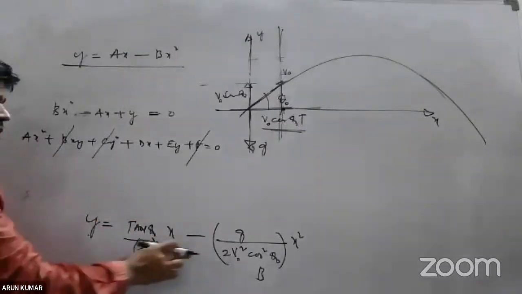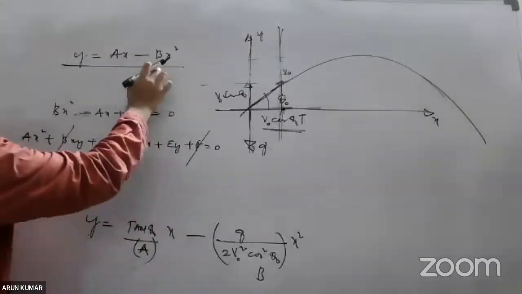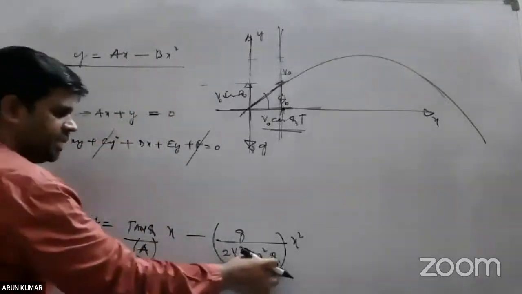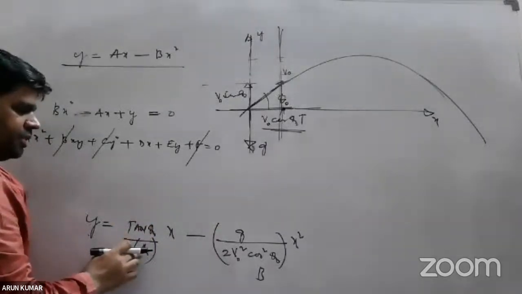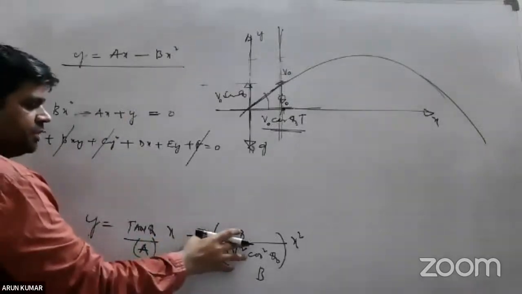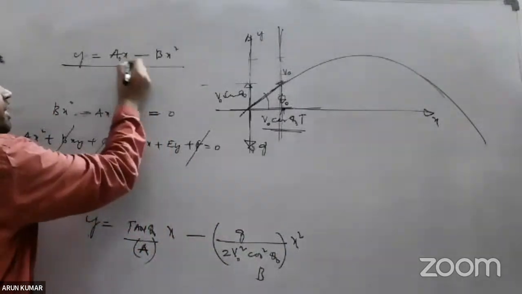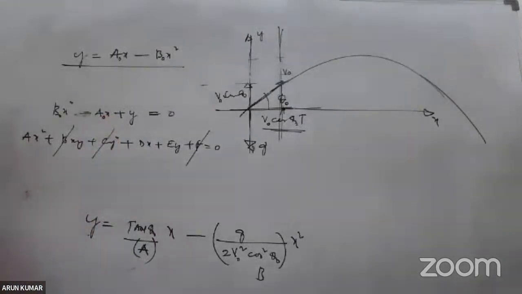ఈ ఈక్వేషన్ ఎలా రాశాను? tan theta ని a పెట్టాను, g by 2 v naught square cos square theta ఇది కాంప్లెక్స్ ఫామ్ ని b పెట్టాను. కాన్స్టెంట్ కదా, theta is constant, v naught is constant, g is constant, tan theta is constant. So this is a constant into x, a into x. So a naught x minus b naught x square, sorry.